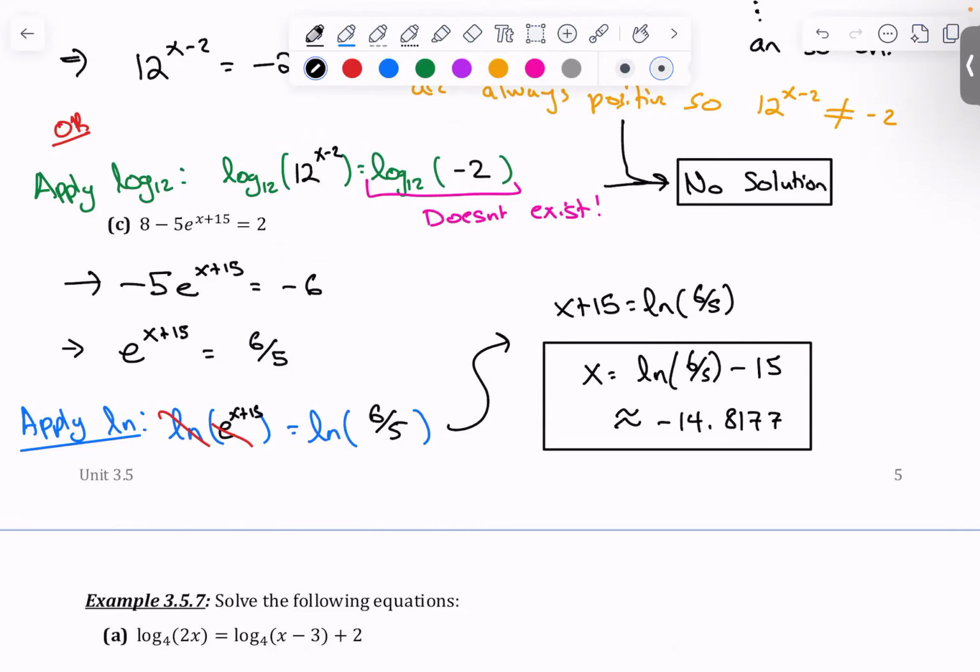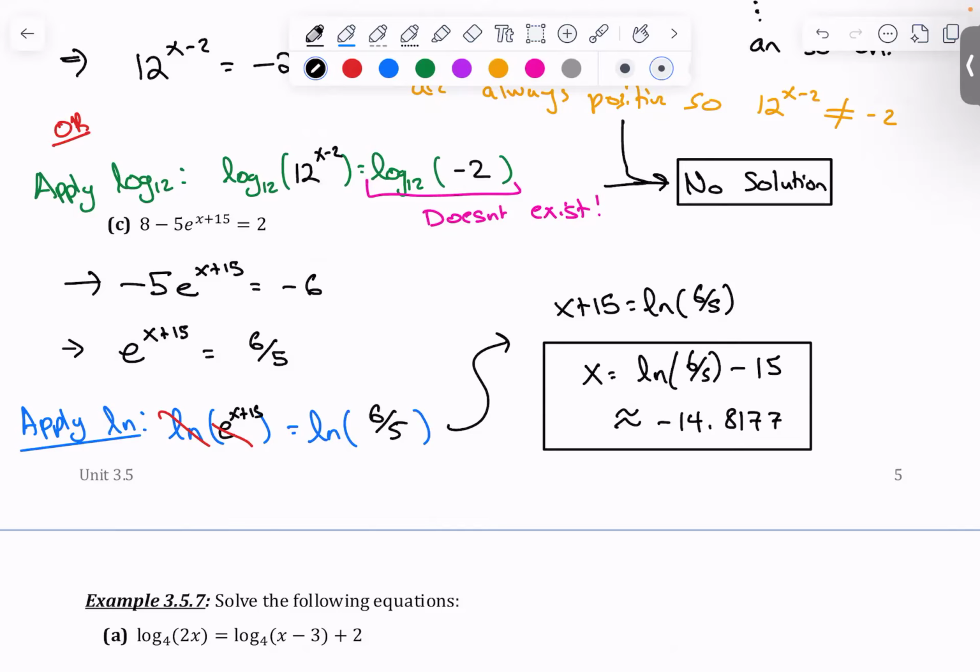I'd prefer the answer in exact form, which is the natural log of 6/5 minus 15, but I know Alex wants you to write it as a decimal approximation. On an exam, I am fine either way. Any questions on that? Yes.